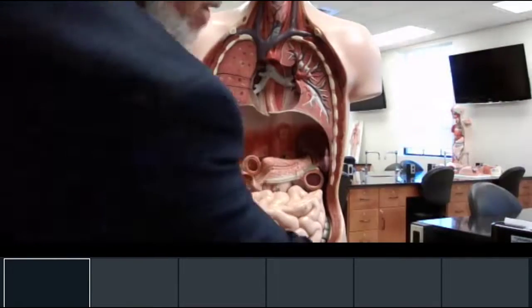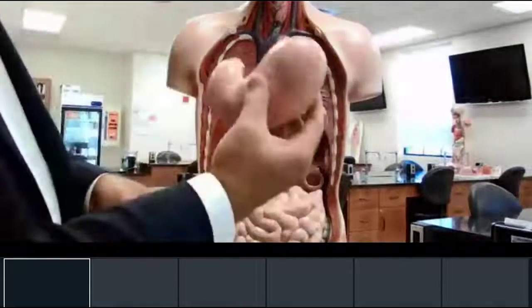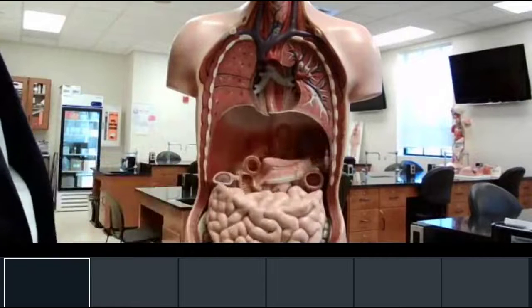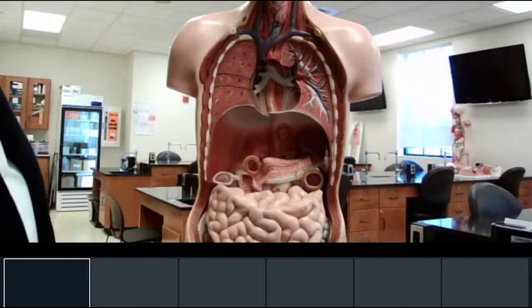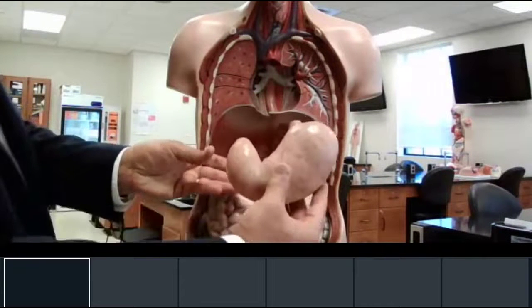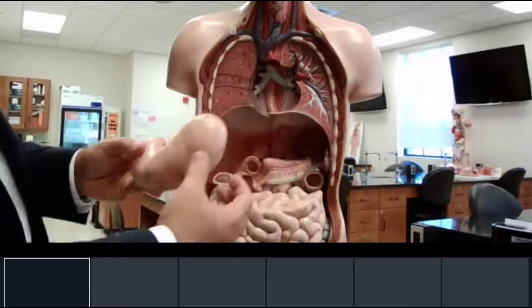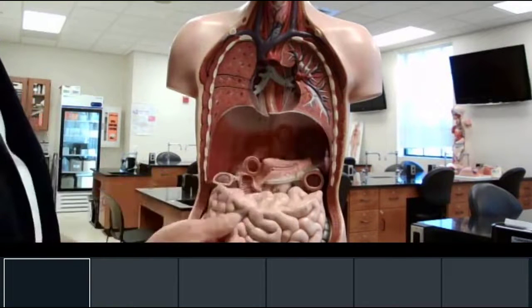So the liver, the stomach, and the spleen are not retroperitoneal, okay? But here's the pancreas right behind the stomach. So the stomach is ventral to the pancreas. The pancreas is dorsal to the stomach. Ventral means anterior and dorsal means posterior.